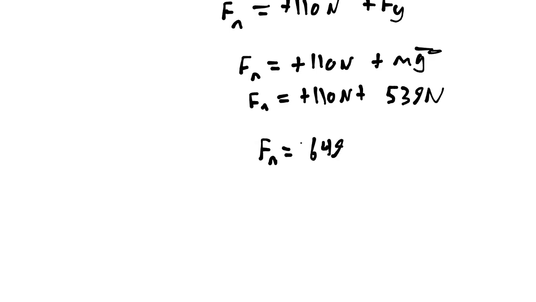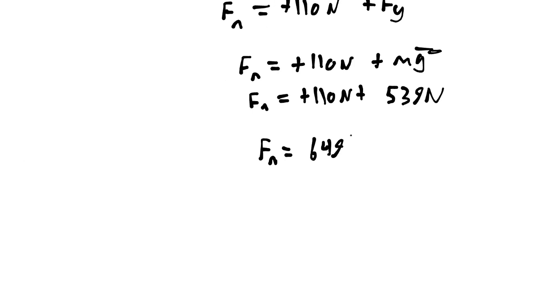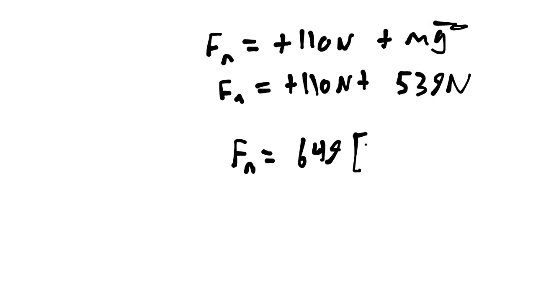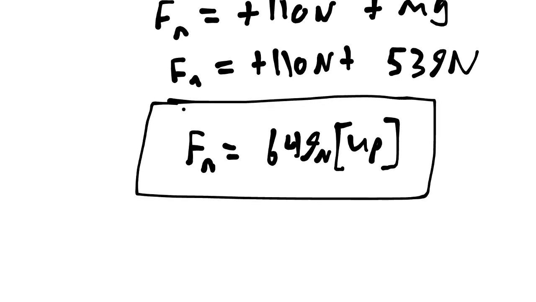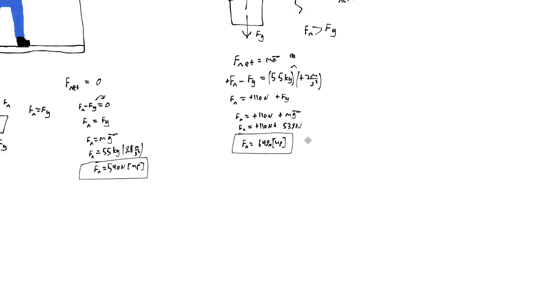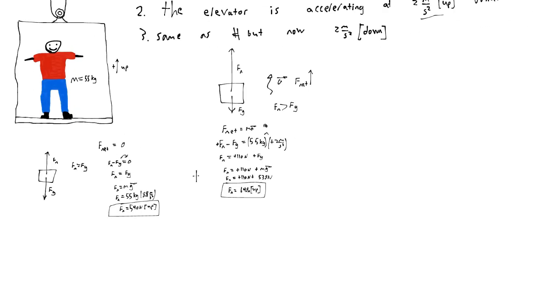So that is the apparent weight right there. Actually, wait, let me add the direction. Of course, newtons up. There we go. So 649 newtons up, basically 650 newtons up. And that is for number 2.